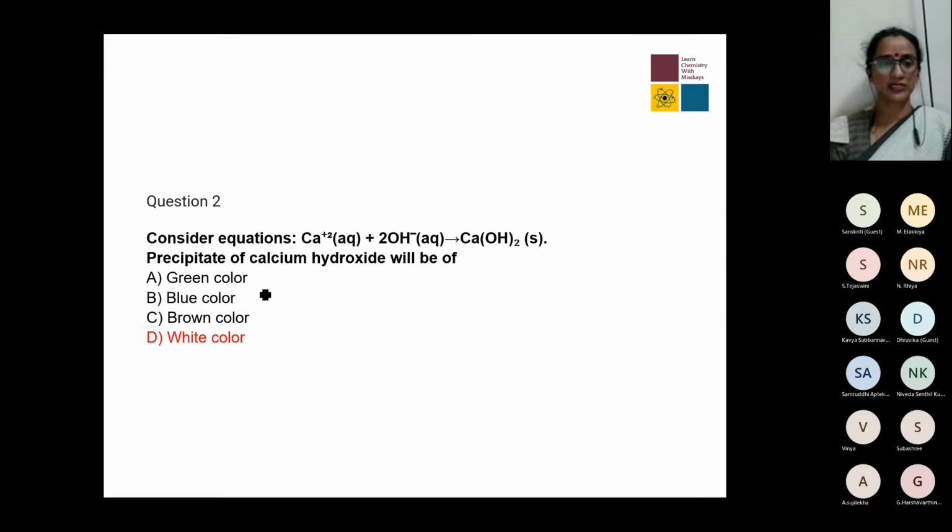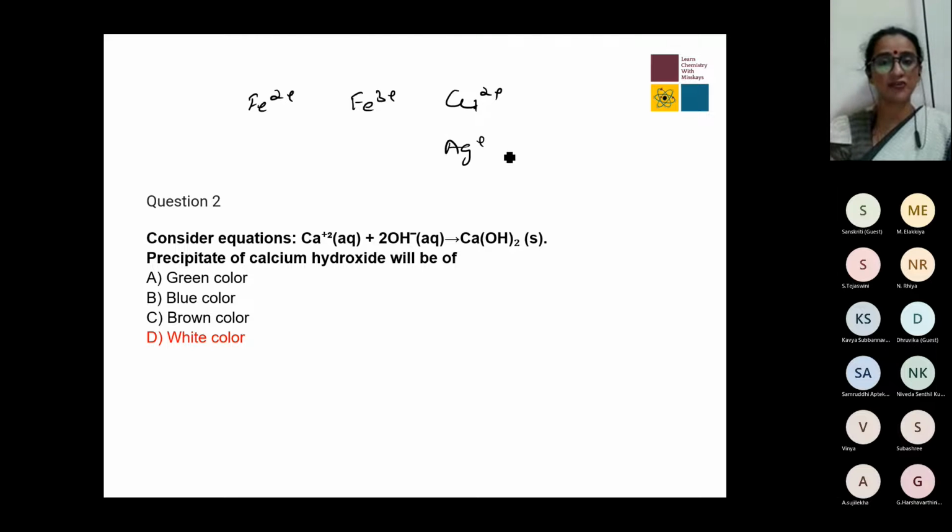All right, let's take a look at this. Consider the reaction of calcium ions, Ca2+, with OH minus, giving you calcium hydroxide. The precipitate of calcium hydroxide will be what color? All right. So you are expected to know that the colored ions are generally compounds of Fe2+, Fe3+, Cu2+. These are the most common ones.